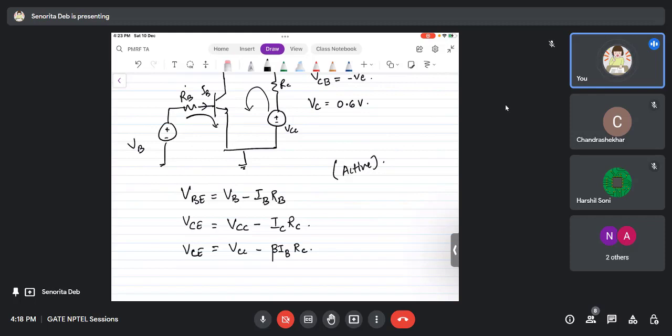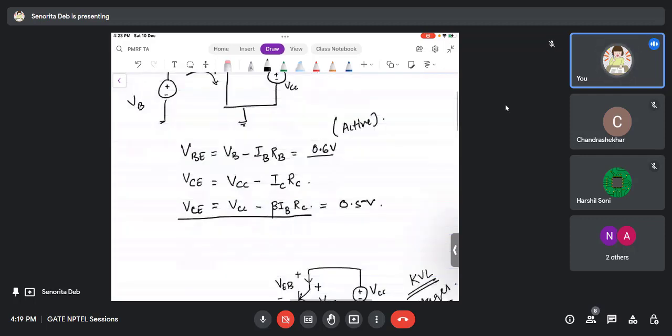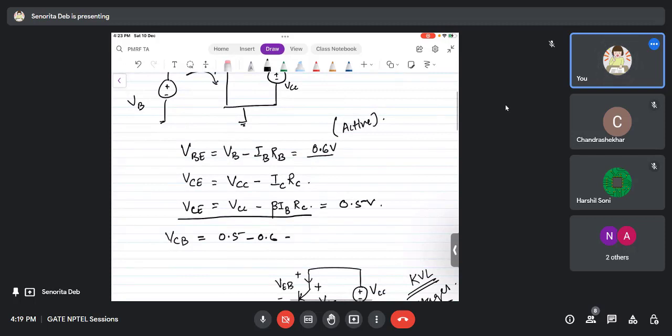Now from here the values will be given. You will find some values. Let's say you got 0.6 volts here, and when you found VCE, you got something like 0.5 volts. Now you will find VCB. If you find VCB, it comes out to be negative, minus 0.1 volt. That means it is a forward bias junction, right? But VB is greater than VB cutoff.